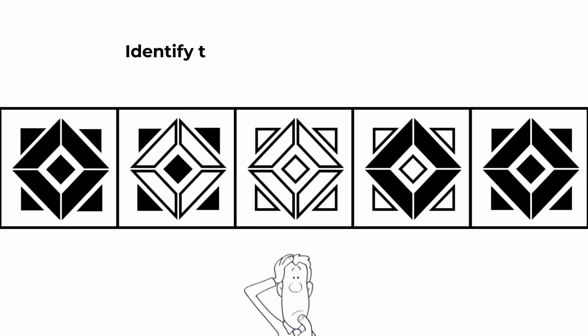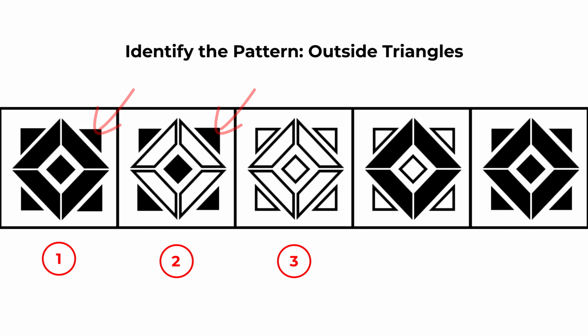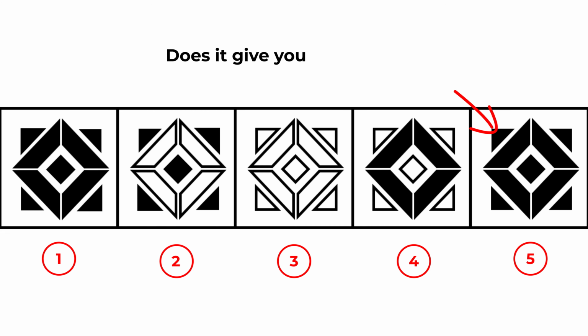Now, there is also a pattern of outside triangles. You see that the outside triangles in shapes 1 and 2 are black, in shapes 3 and 4 are white, and in shape 5 are black. Does it ring a bell? Doesn't it give you a pattern?